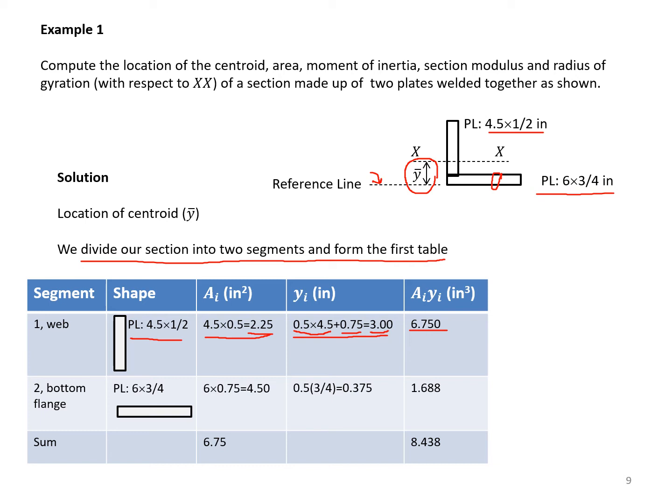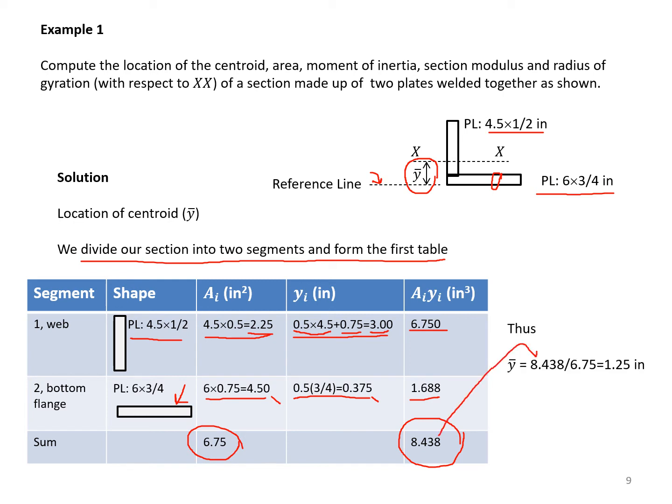The bottom flange is a horizontal bar as you see here, 6 by 3/4 of an inch. We find the area. The location of its center from the reference line is only half of its thickness. And when you multiply these two values by each other, you get the static moment 1.688. Adding these two values gives me the total sigma ai yi, and the total area, of course, is 6.75. So when I divide this value by this value, which is the area, that gives me the location of the centroid.